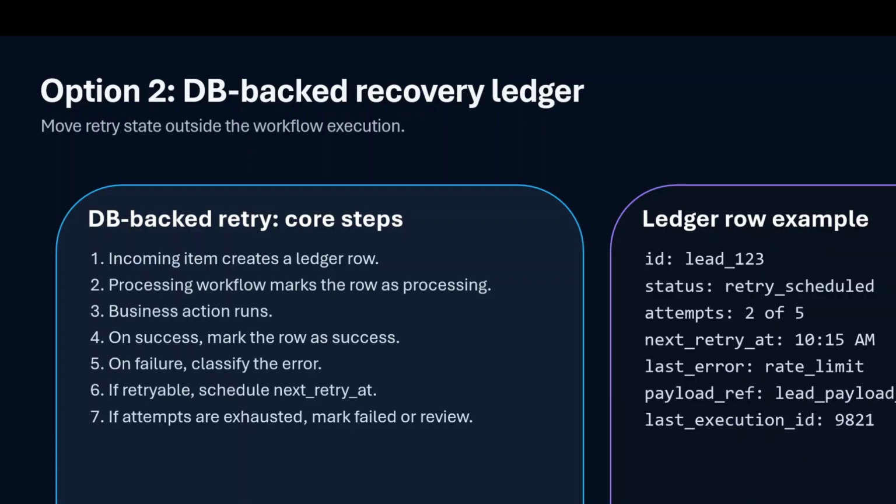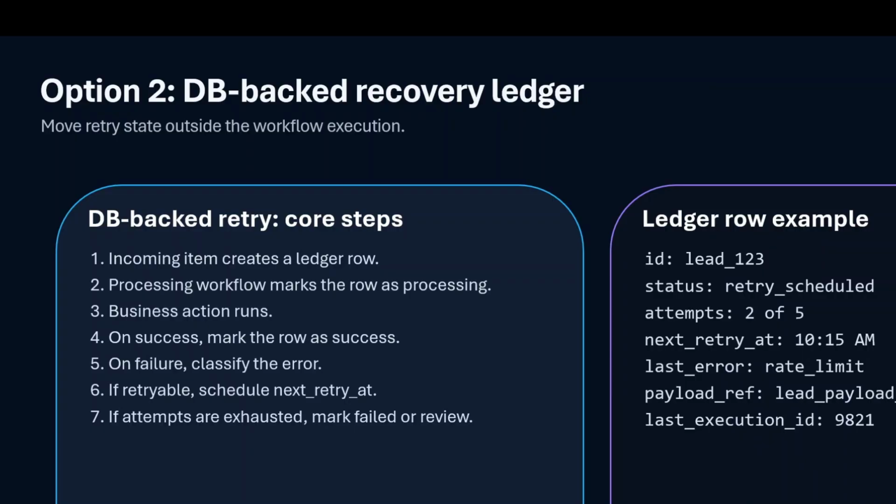If it fails, then it checks if the error is worth retrying. If it is, it schedules the next retry. For example, you might say next retry in 10 seconds, and all that is going to be in the database table. So we have a clear log. We are persisting the workflow execution status.